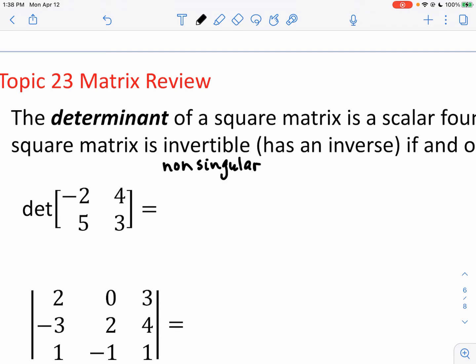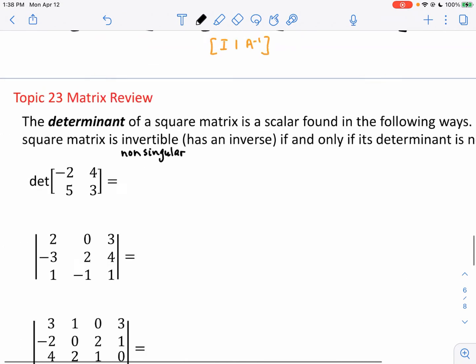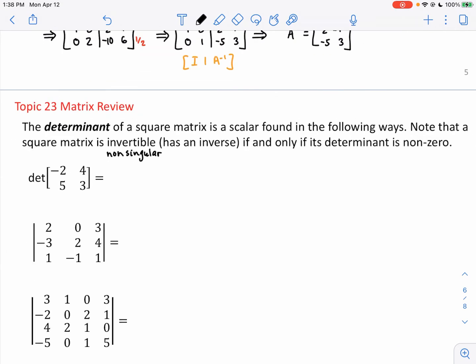Because a singular matrix is one that's not invertible. So singular means not invertible, non-singular means invertible. And we're going to note that square matrices are only invertible if and only if its determinant is non-zero.